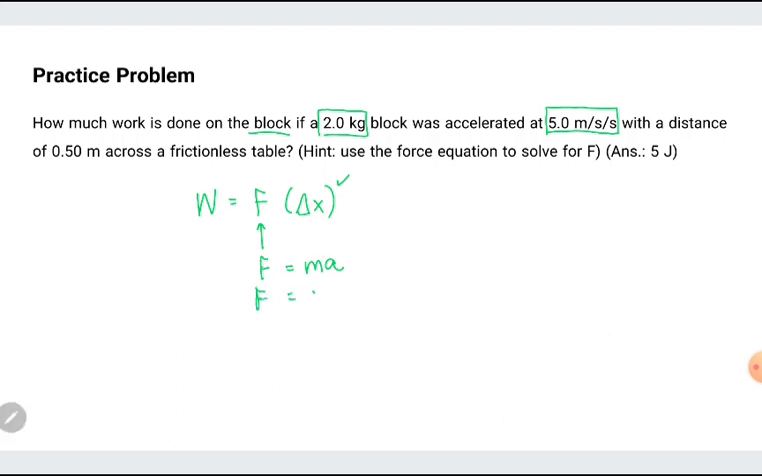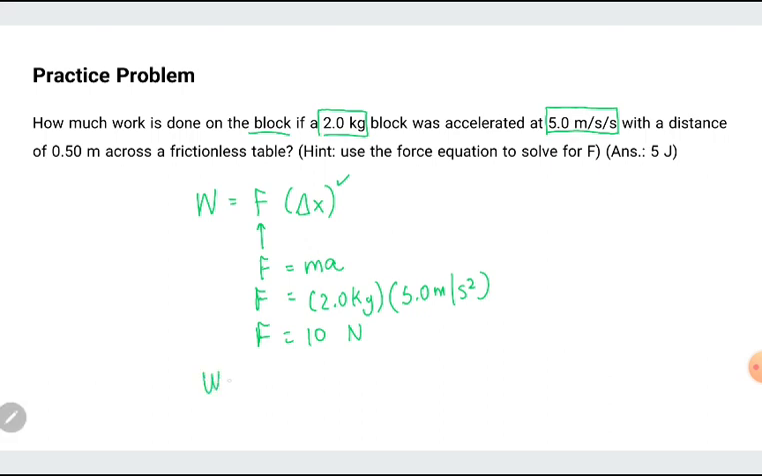So mass is 2 kilograms, which is the mass of the block. The block accelerated at 5 meters per second squared. So 5 times 2 is 10 kilogram times meter per second squared, which is newtons. So the force that is needed to be applied on the block with a mass of 2 kilograms for it to accelerate at 5 meters per second squared is 10 newtons.